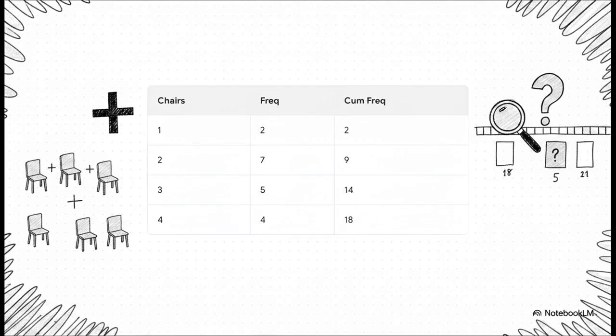Now let's pause for a second. What does this 18 actually mean? It means that if we group together all the rooms containing 1, 2, 3, or 4 chairs, they make up the first 18 rooms in our data set. But remember our mission. We're hunting for the 20th and 21st rooms, so we're not quite there yet.